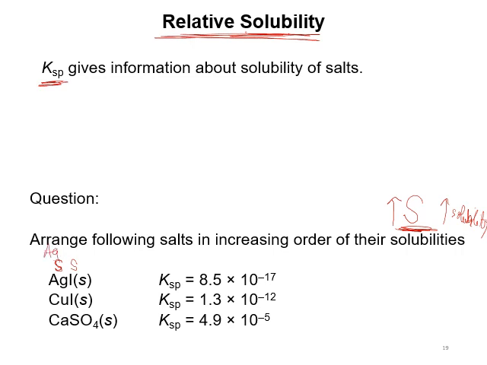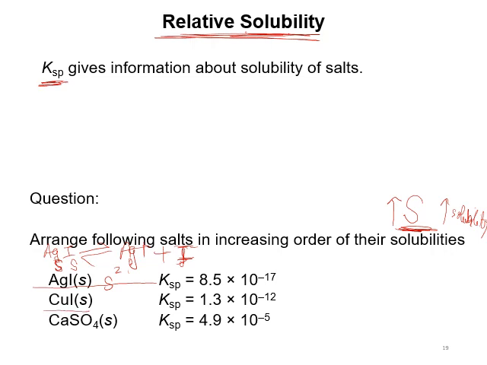Why? Because I'm doing this in my head. I'm writing it for you guys, but you should be able to do this in your head. So Ag plus and I minus, one of this, one of this. So at the end, it's going to be 0, 0 plus S because it's 1, 1. So S, S, right? So Ksp is going to be S squared for this particular salt.